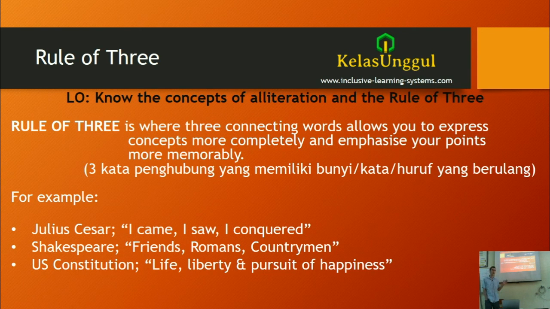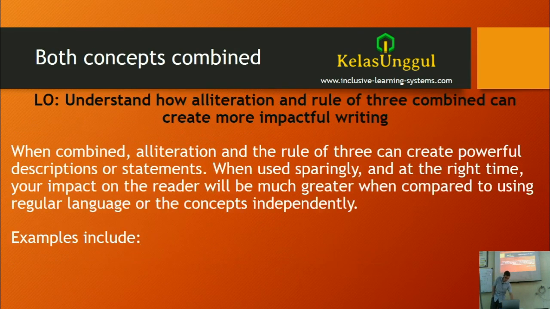Now, that's quite complicated in some ways. Hands up if you've got any questions about that. Is everyone happy with that? Basically, it's just 3 things to make a powerful sentence or to make your points more powerfully. Right, both concepts combined. By doing this, we will achieve our second learning objective by understanding how alliteration and the rule of three can combine to create more impactful writing.